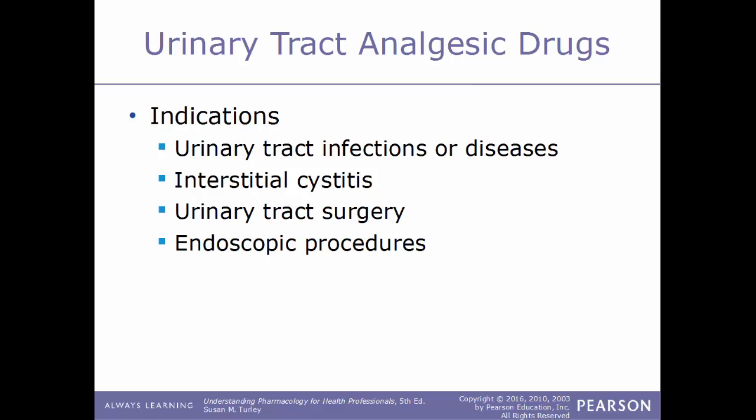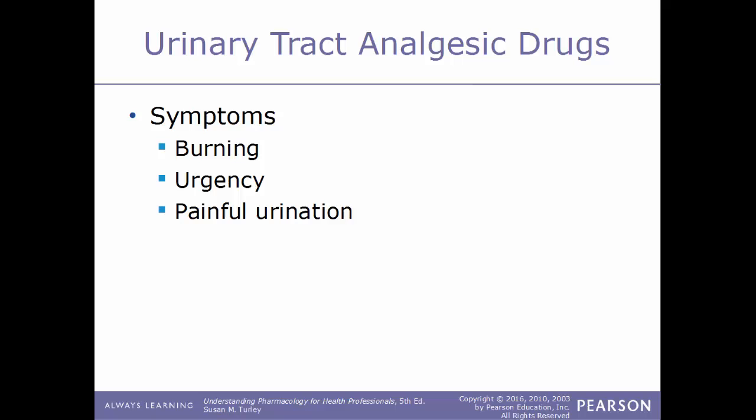Okay. And when it comes to urinary tract analgesic drugs, there are some indications that require the patient to take this kind of drug. Some examples would include having a urinary tract infection or urinary tract disease, having interstitial cystitis, having urinary tract surgery, and having an endoscopic procedure. So any one of these four may necessitate a patient taking a urinary tract analgesic drug. Common symptoms that would indicate that you have a urinary tract infection would be burning, urgency, and also painful urination. So all these would necessitate the taking of an analgesic drug.